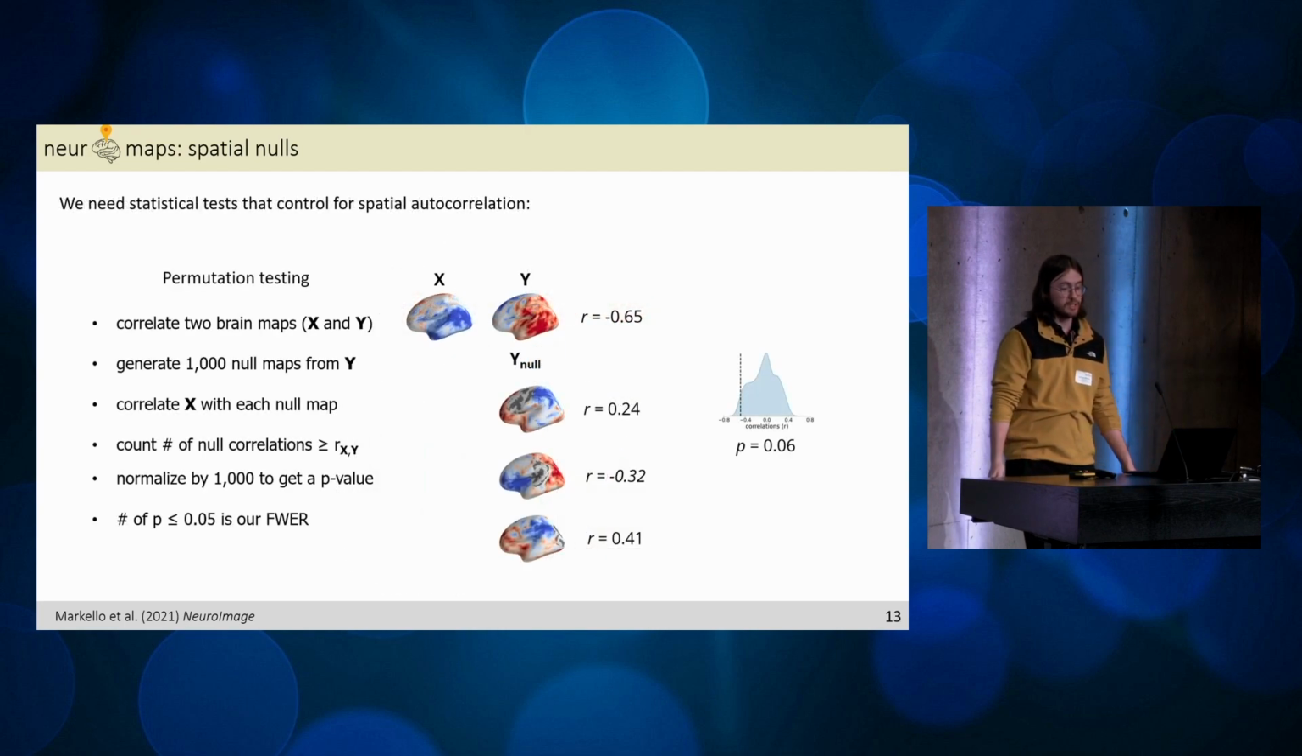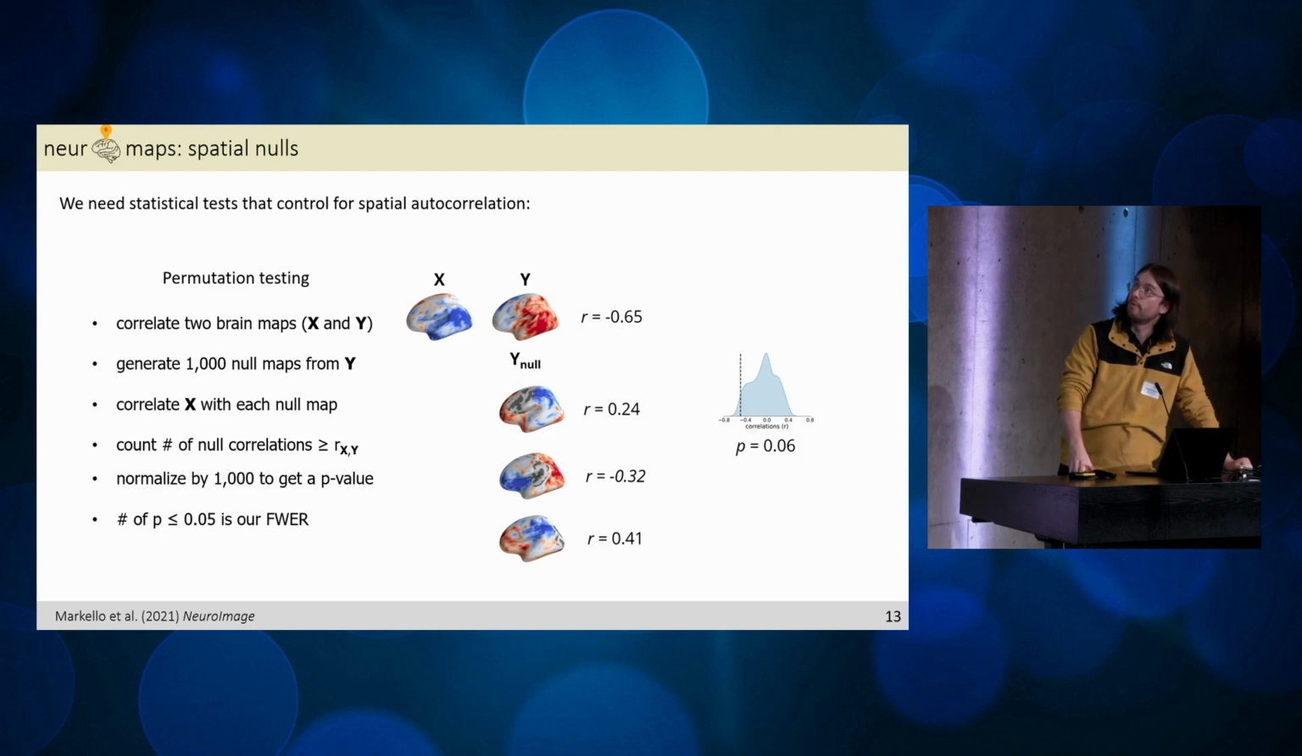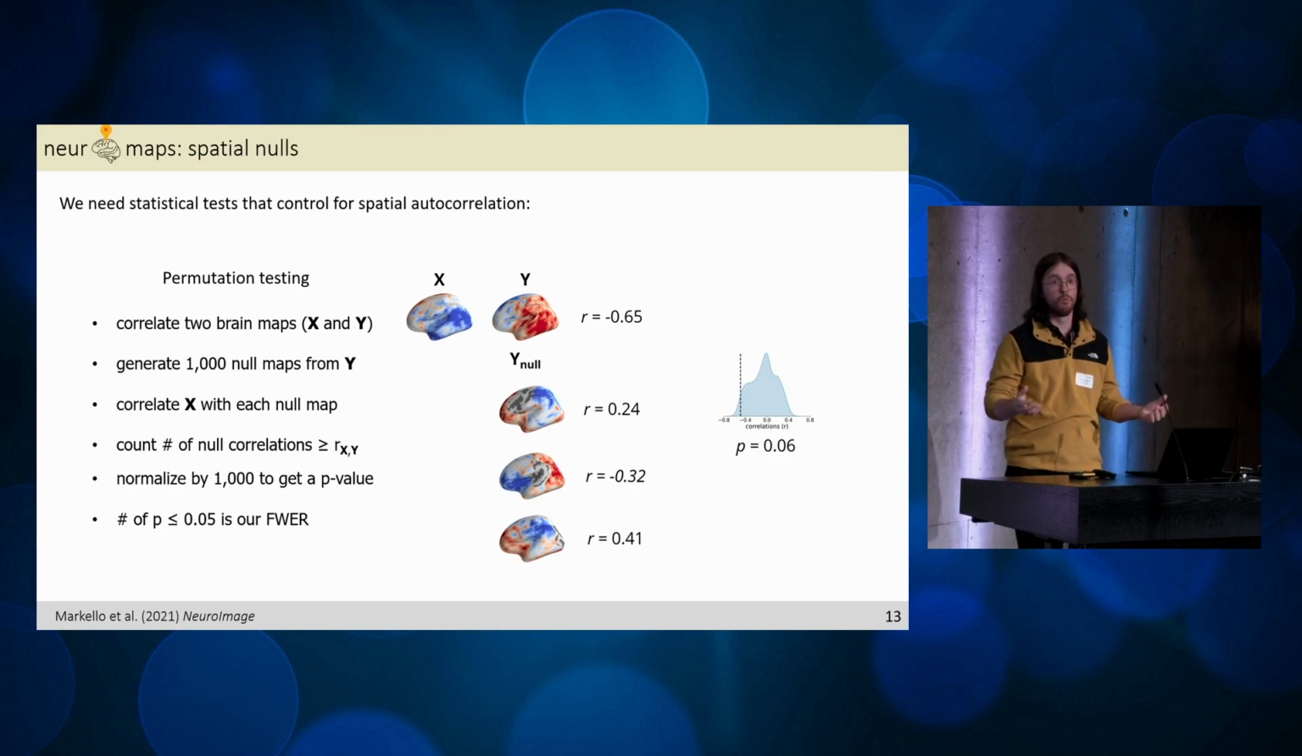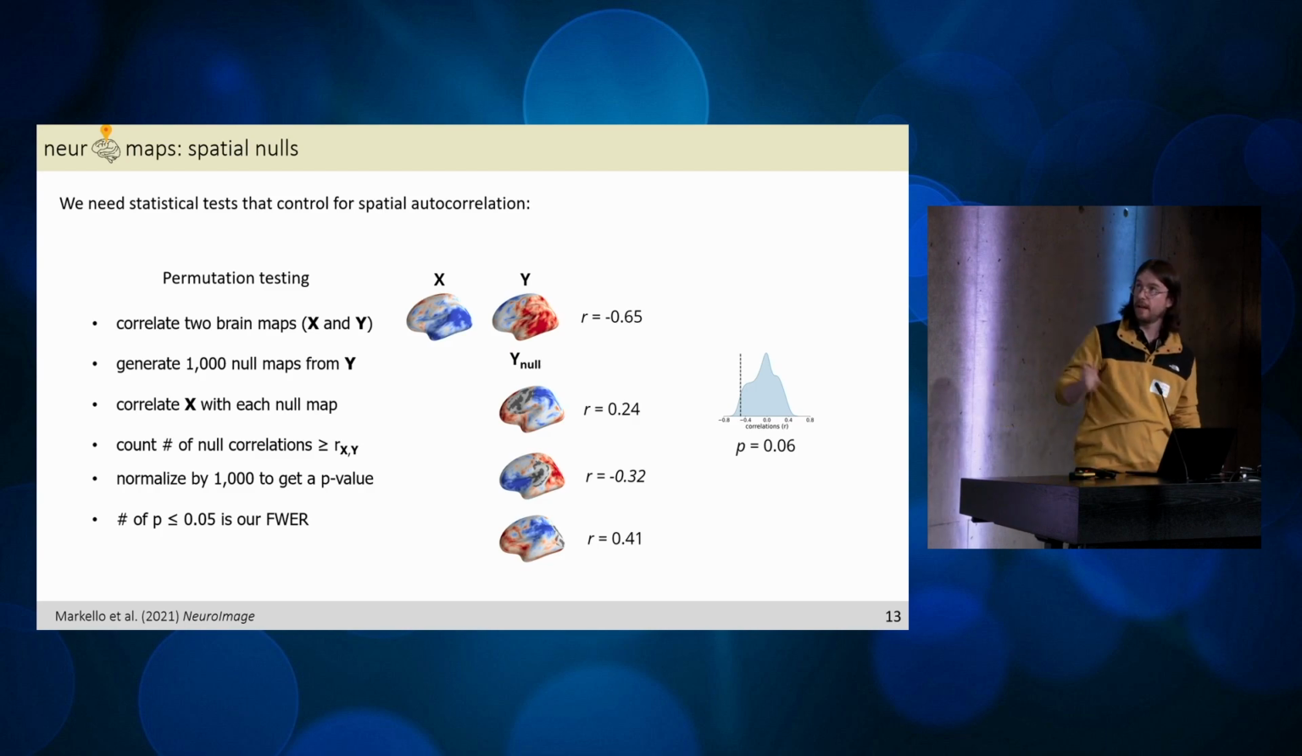So what we do here is permutation testing, which is basically what we suggest people do. For those of you who are not familiar with this type of statistical test, the idea is that you have two brain maps. You first get a correlation, the empirical one, and then you generate a bunch of null brain maps. Then you take the source brain map, which is X here, and you correlate it with all of the Y nulls that I'm showing here, and we get a null distribution of correlation scores. Then we count the number of null correlations that are greater than our actual empirical one, and we normalize it, and we get a p-value out of it, which tells us if our results are significant based on the spatial autocorrelation of our brain maps.